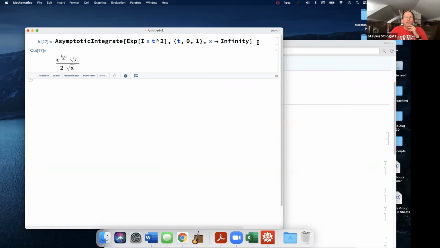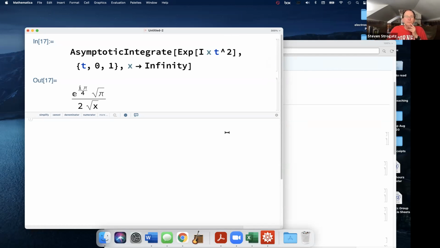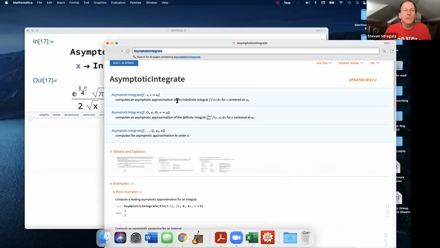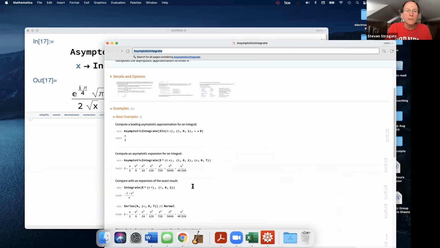All right, so it gave us stationary phase. Right, that's what we got from stationary phase. So it gave one term. Now, there's a method, I think it lets me choose whatever order I want, doesn't it? If I look for more information, it computes an asymptotic approximation to an order n. Wait. Oh, here it says compute a leading order asymptotic approximation.